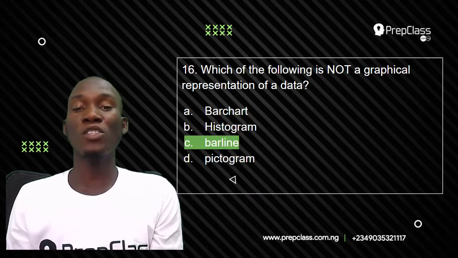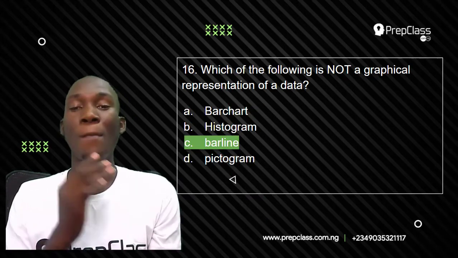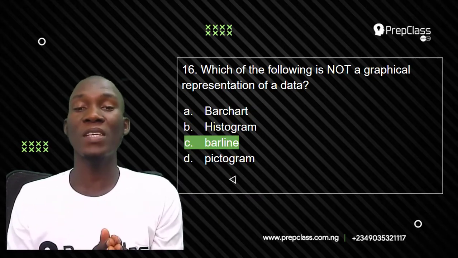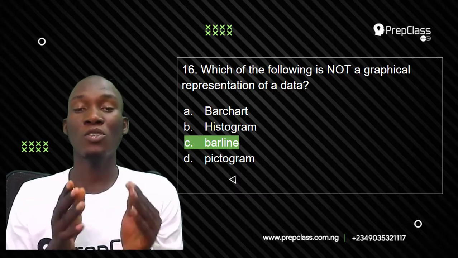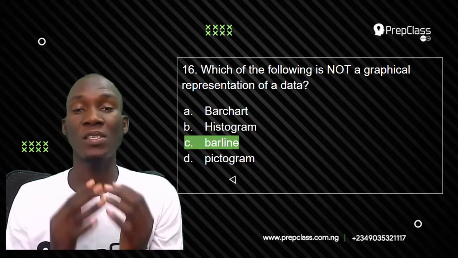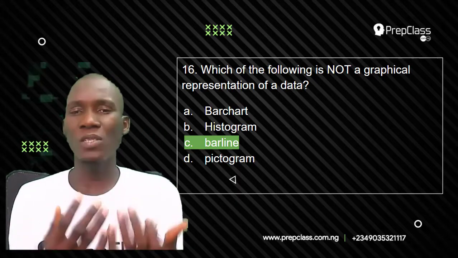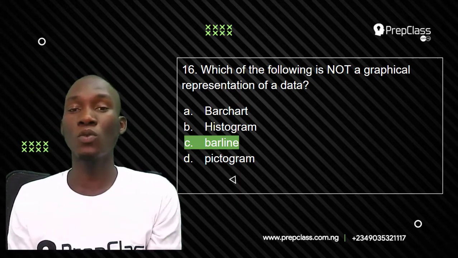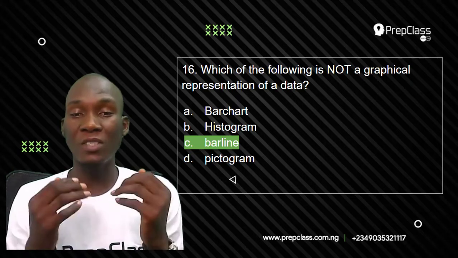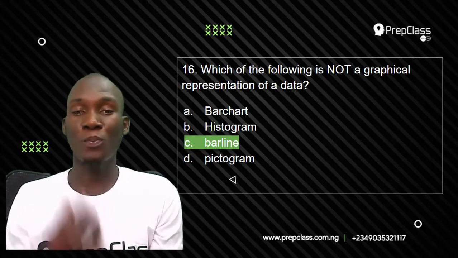So the option we are going to be picking here is bar line. Bar line is not a way of representing data graphically. So the correct option is option C. So to answer questions, you need to analyze the question. Ask yourself, what is this question asking me to do? Then by answering that, you can answer the question properly.